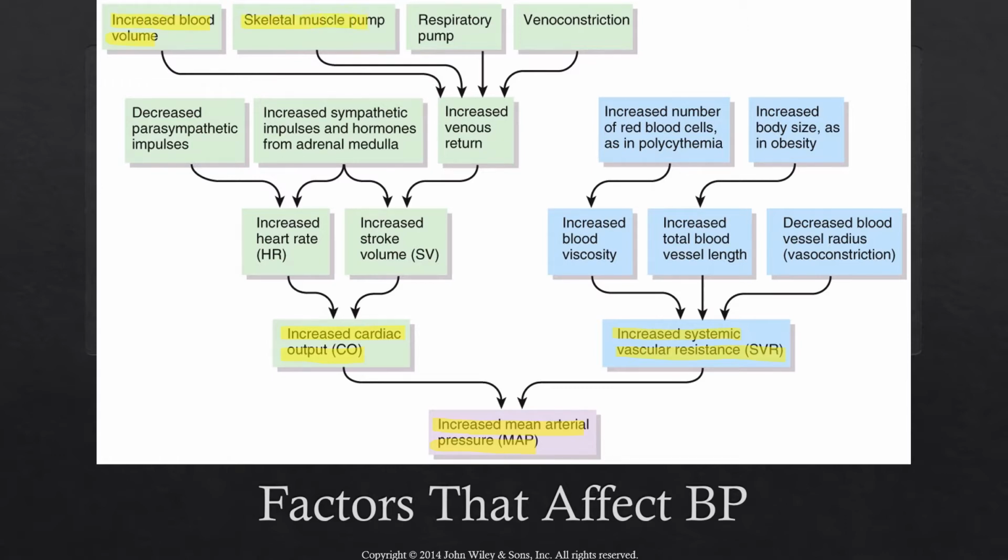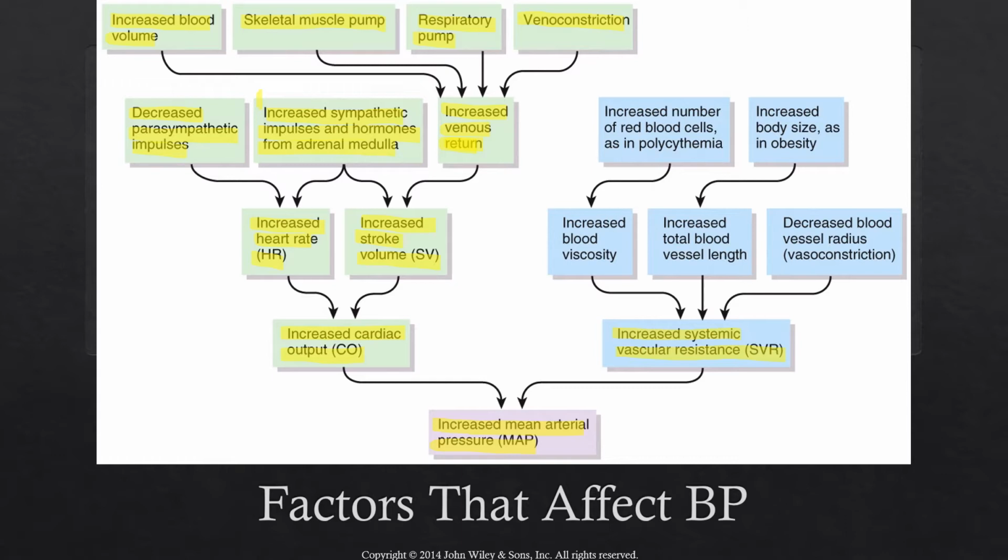So at the top here on the green boxes, we have that increase in blood volume, the skeletal muscle pump and the respiratory pump, as well as venoconstriction are all going to influence that increase in venous return. Now the increase in venous return together with the increase in sympathetic impulses and hormones from the adrenal are both going to contribute to increases in stroke volume. Now these sympathetic impulses along with decreased parasympathetic impulses are going to contribute to an increase in heart rate, and then that heart rate and stroke volume both increased are going to increase cardiac output.